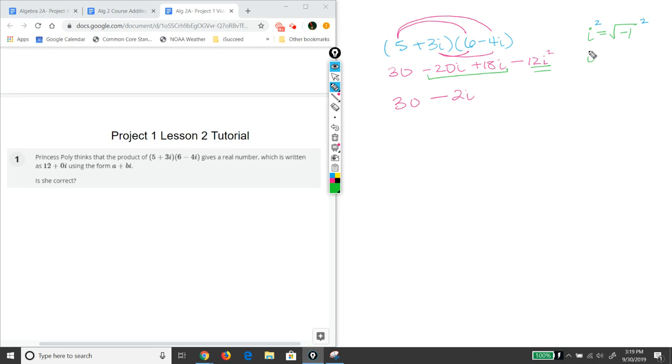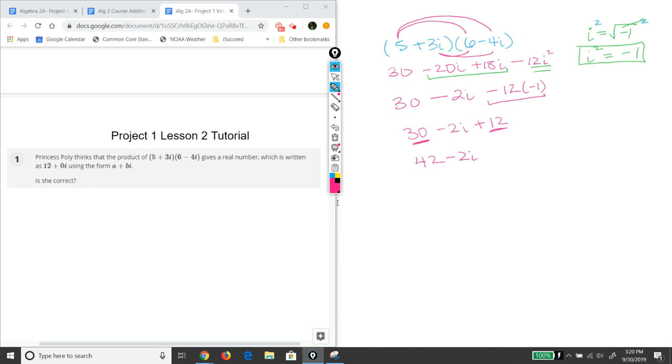Well, i squared is i squared. But here we have inverses. Square root and a square are inverses. So I get a negative 1. So this is something worthwhile committing to your memory. i squared is actually equal to negative 1, which means that I can replace that i squared with a negative 1. And now I'm seeing a little bit more simplification here. Negative 12 times a negative 1 becomes a positive 12. And now I see just real numbers there. So 30 plus 12 is 42 minus 2i.